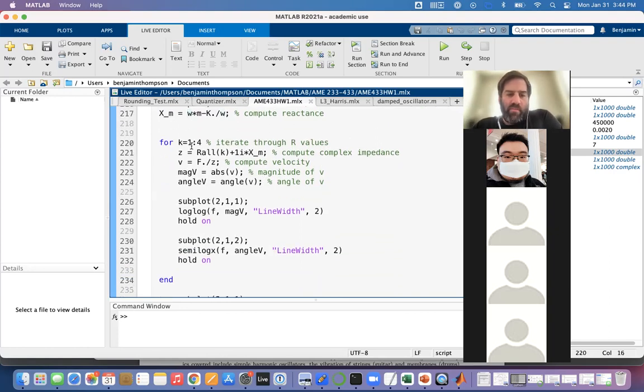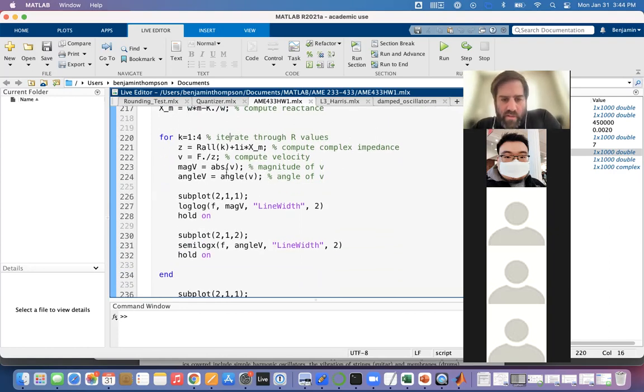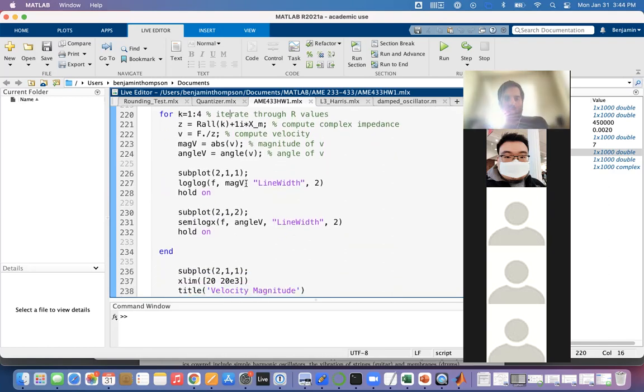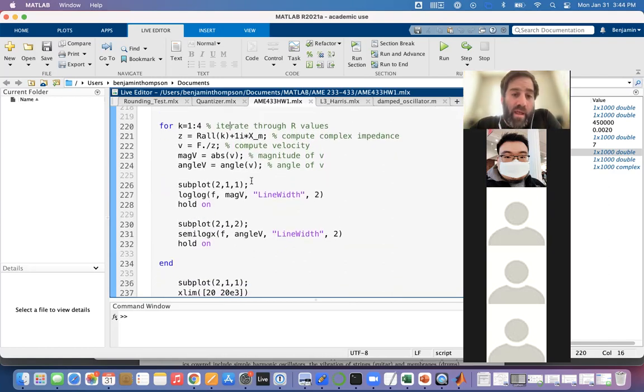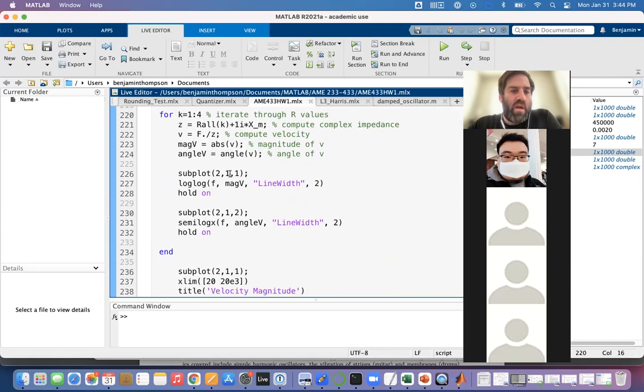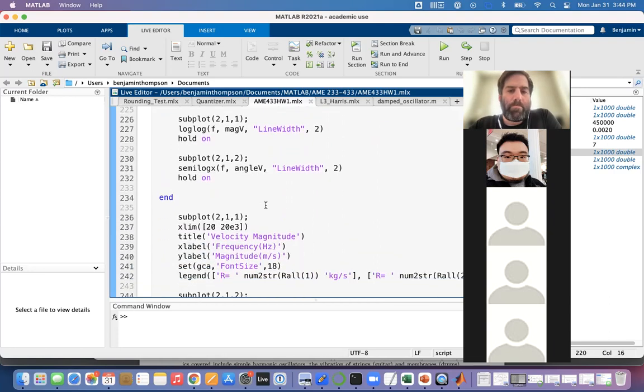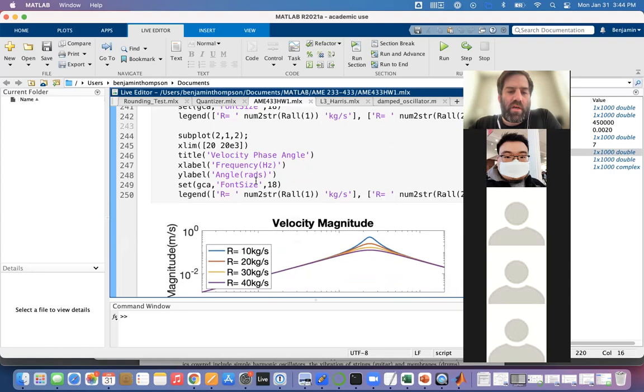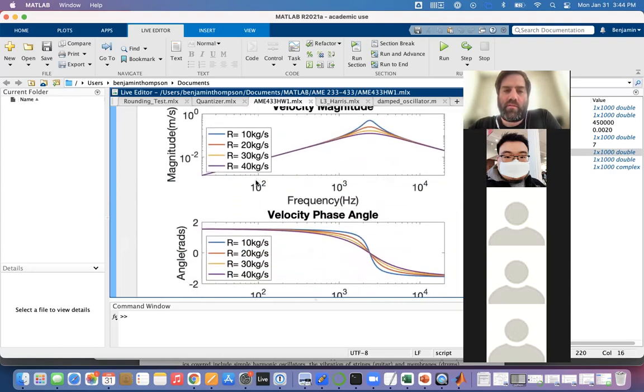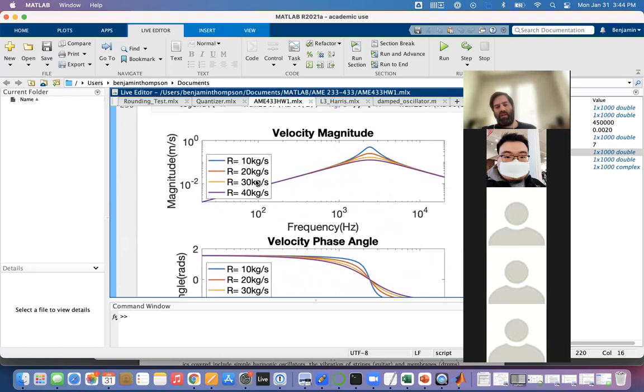So now I'm using this for loop to iterate through those R values. If this is something you're unfamiliar with, you can do a little bit of Googling, or just look up MATLAB for loop and find the syntax. I'm going to do my calculations based on those equations that I gave you, in terms of how to find velocity and how to find impedance. I'm going to plot those, and I'm going to end up with something that looks like this. Again, different numbers, but the general idea of where we want to end up.